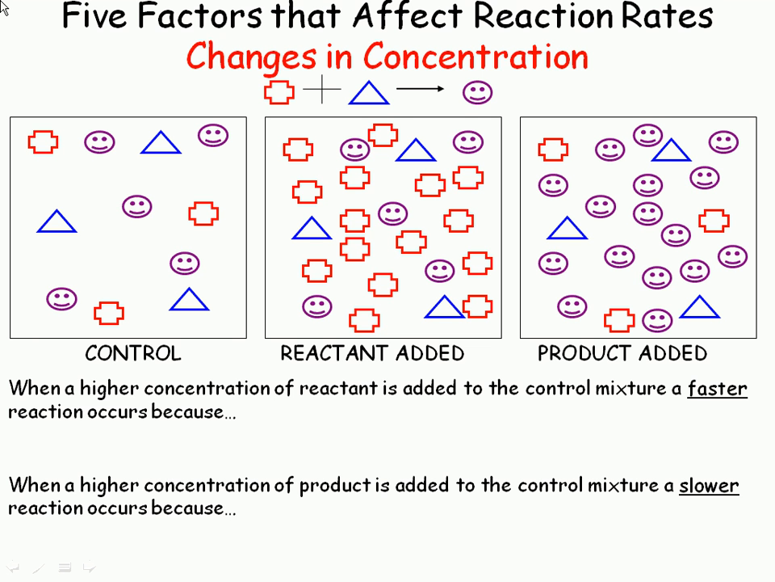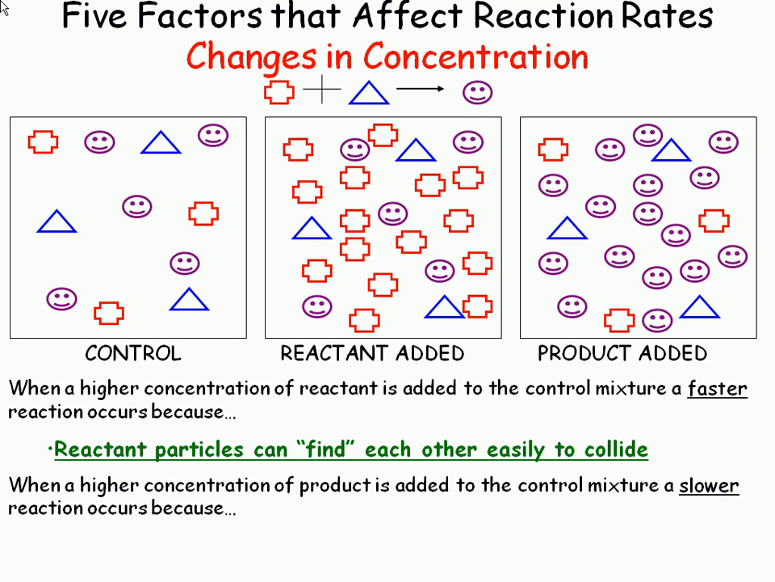And what we've got to think about here is how this would affect the rate of reaction when a higher concentration of a reactant is added. So we're looking at the middle picture here. If we actually add more of those little plus signs in there, the reaction is actually going to occur faster. And the reason for that is because the reactant particles can find each other a lot easier to have a collision. If you look at the control, the triangle and the plus sign here have to actually slam into each other with the right orientation and the right amount of energy in order to create a product.